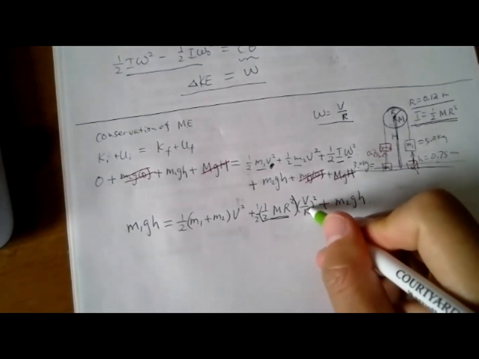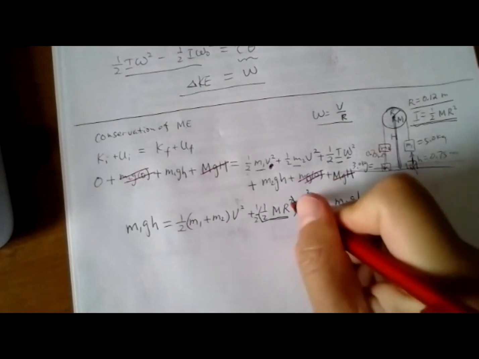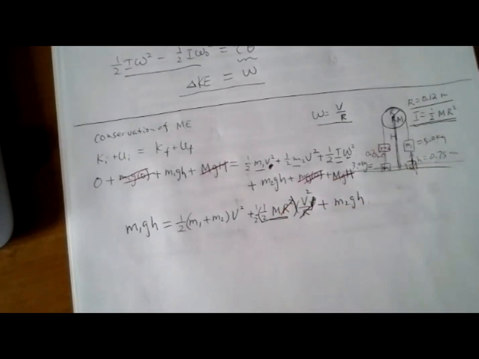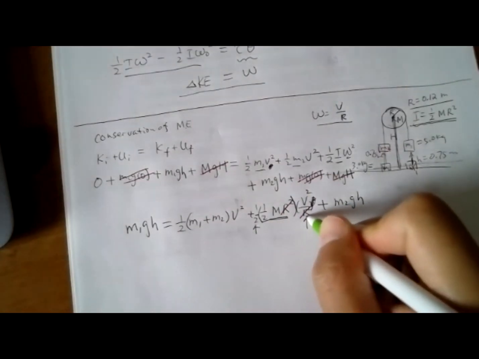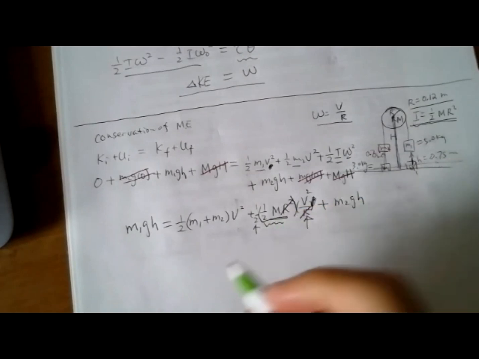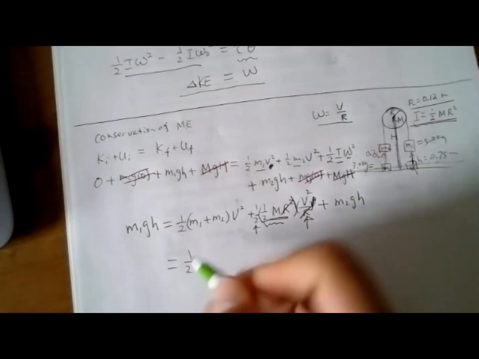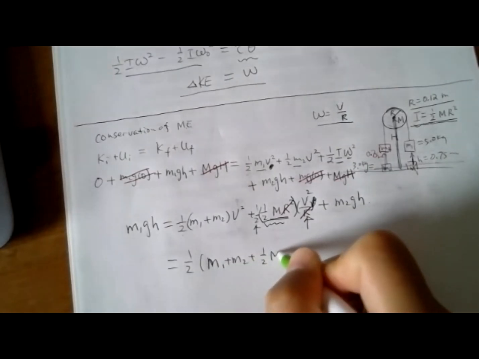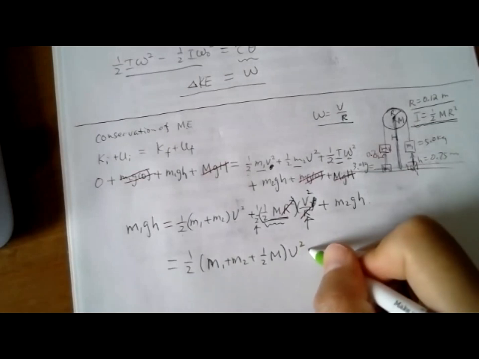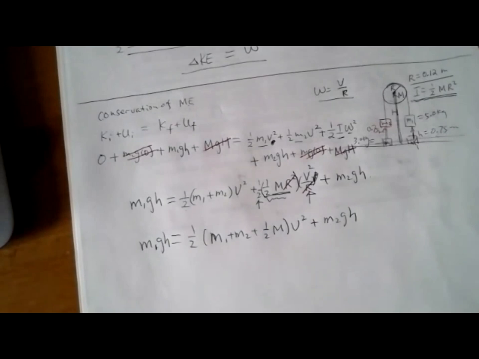Here if you square, this becomes v square over r square, so this r square and that r square should cancel out. You would have 1/2 v square there, and 1/2 capital M. You can put that together and single out 1/2 and v square, so that equals 1/2 (small m1 plus small m2 plus 1/2 capital M) v square plus m2gh. So this is what you have after you apply conservation of energy here.